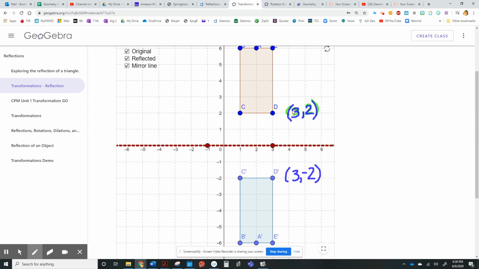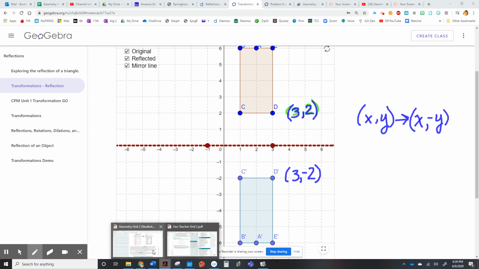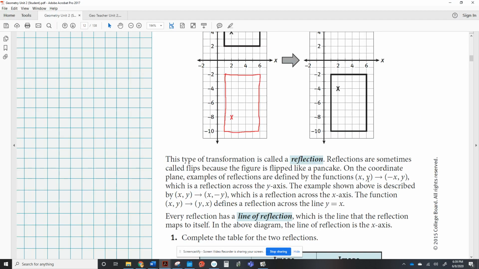So what changed? Well, the X value stayed the same. The Y value, which was a 2, became a -2. Okay, so the point x, y transformed into what point? The X stayed the same and the Y became negative. That's what Springboard was saying in this section right down here.